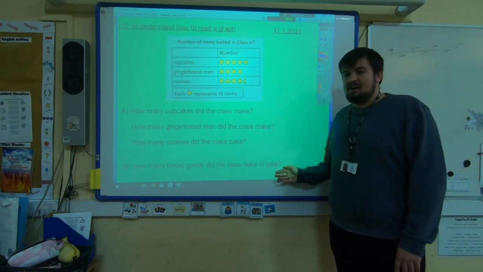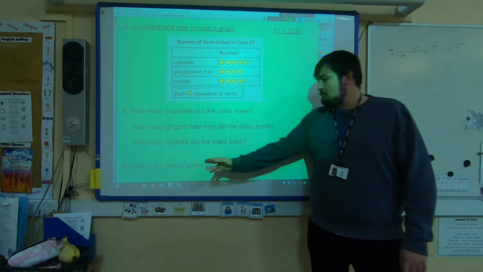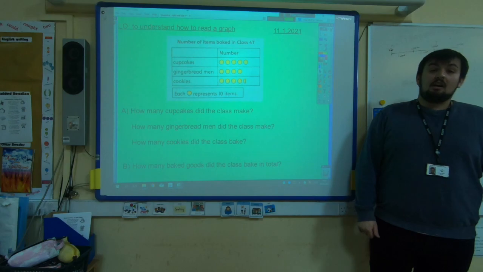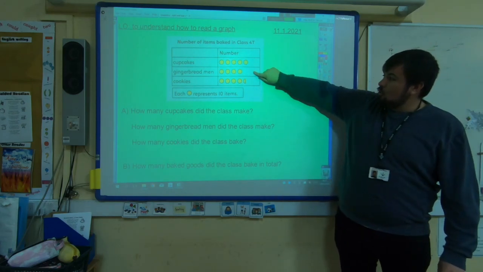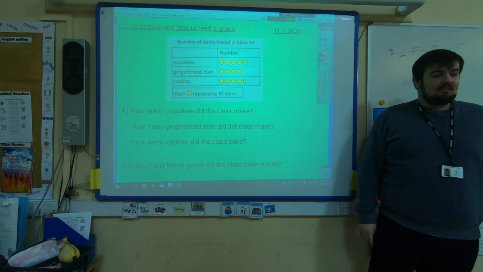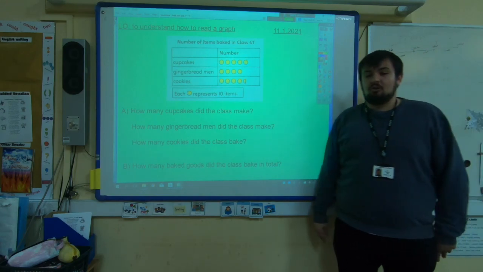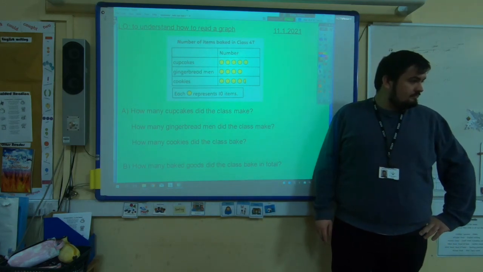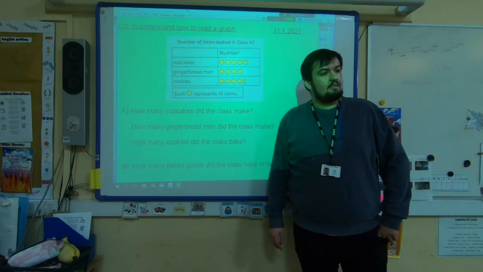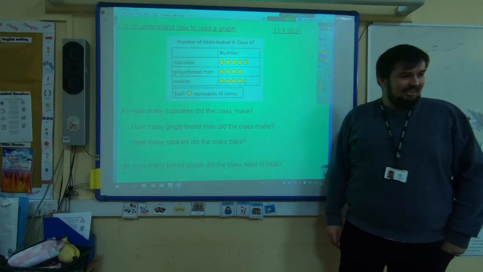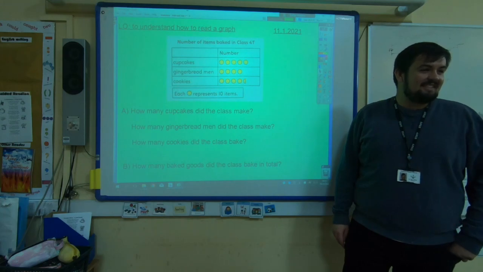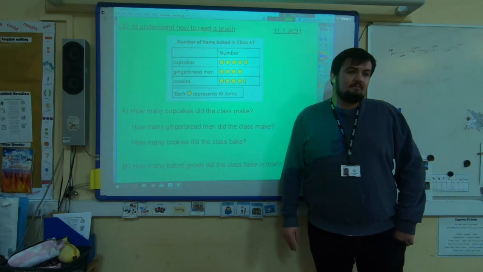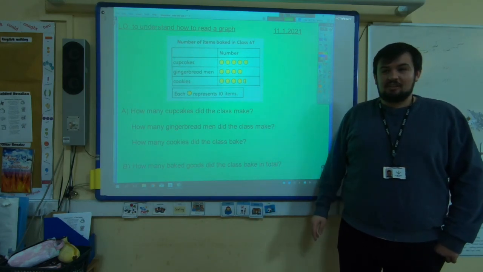Oh, I've got a little bit of a harder question at the bottom now. How many baked goods did the class bake in total? Basically, them all added together. Well done, Freya. Yeah, it's the answers to all of these added together. Have a go. Show me on your whiteboards. Write them down and do the additions. What's the first one? How many cupcakes were there? How many gingerbread men? How did you work out, Jane? Oh, you just counted up all the dots. Good idea.